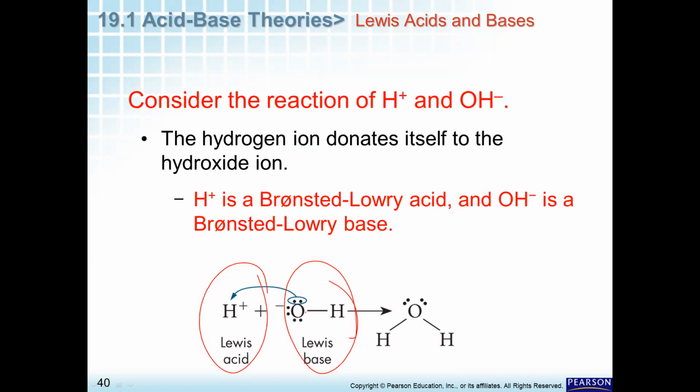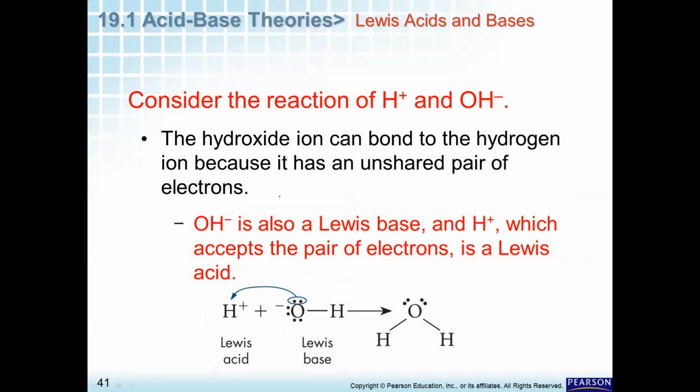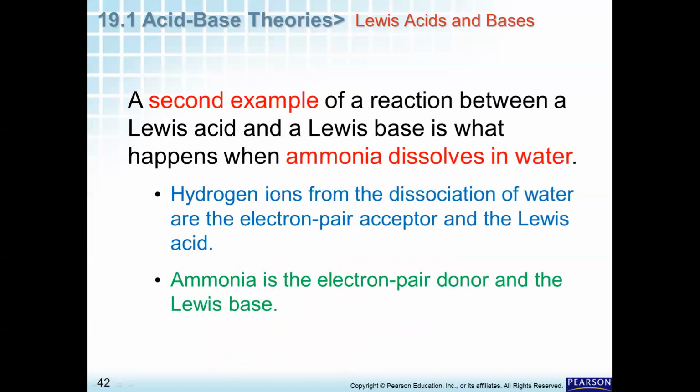When they react with each other as a base and an acid, the two electrons are given from the hydroxide ion to the hydrogen to form a covalent bond. In that case, the hydroxide ion is acting as a Lewis base because it donates the pair of electrons, and the hydrogen is the one accepting it, as an acid. A second example is the reaction between Lewis acid and Lewis base when ammonia dissolves in water.